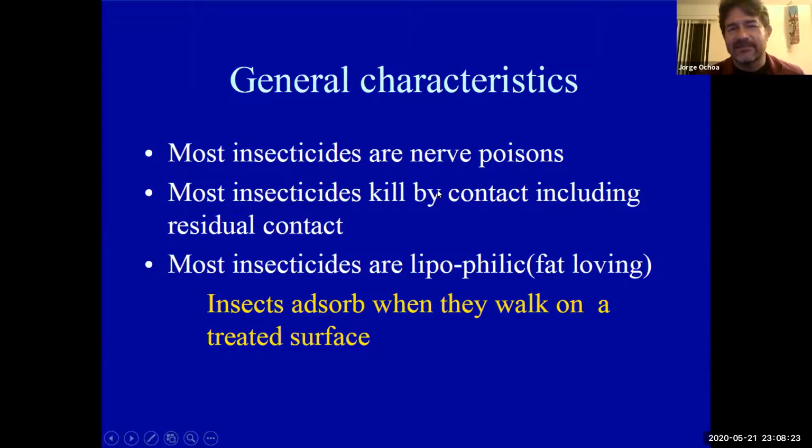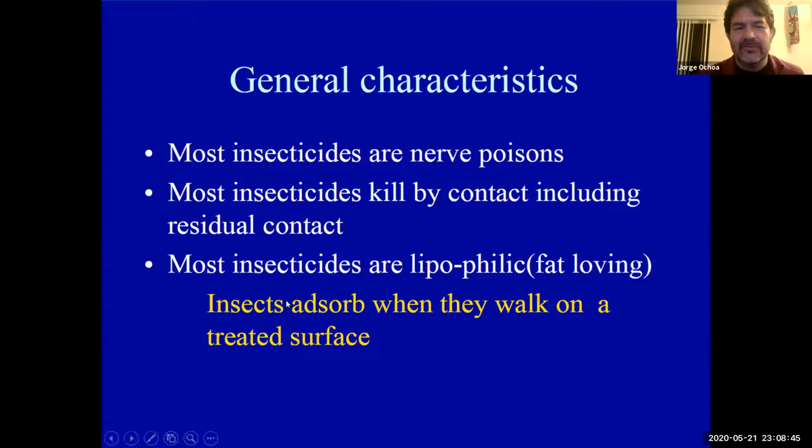Just be aware that this may be linked to Parkinson's, which is part of the nervous system, that some of these herbicides may have been linked to that. So either by contact or by walking on it as a residual, that's how they're going to affect the insect.